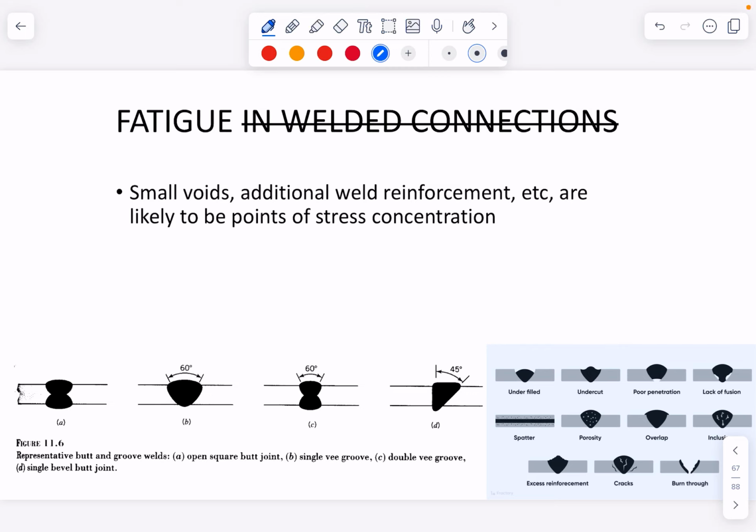Okay, fatigue is the next major thing to consider with your welded connections, or with anything in design and engineering. So fatigue in welded connections: voids, additional reinforcement, all sorts of defects are likely to be points of stress concentration. And stress concentration is obviously where our fatigue starts or initiates, in high cycle or low cycle fatigue.